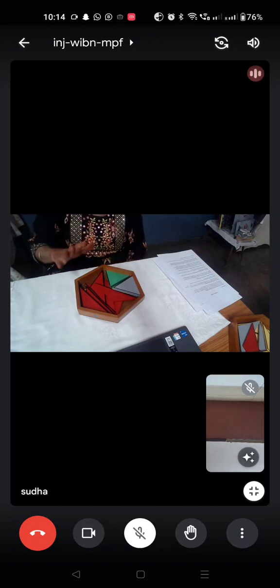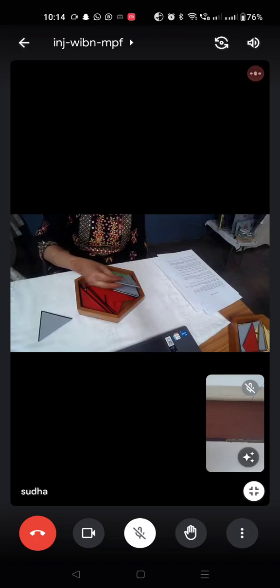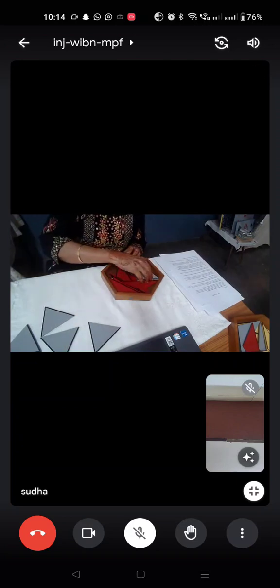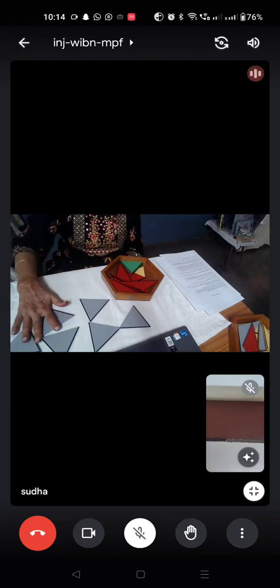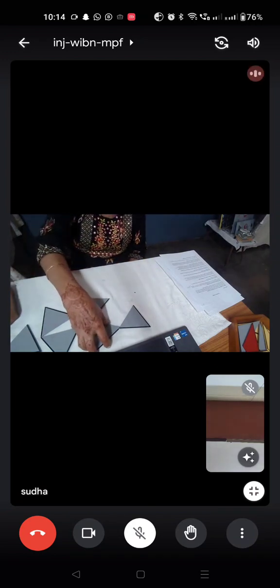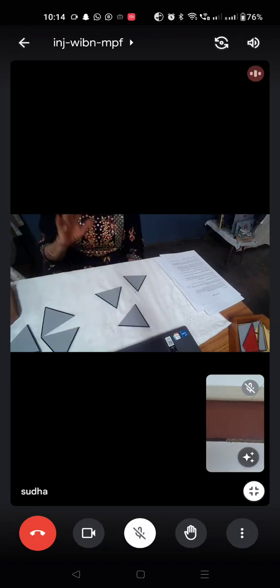Now we have the hexagonal box. This is the small hexagonal box. Even in this we have triangles. There are 6 gray equilateral triangles. Some of them have black lines on 2 sides and some have black lines on all 3 sides.